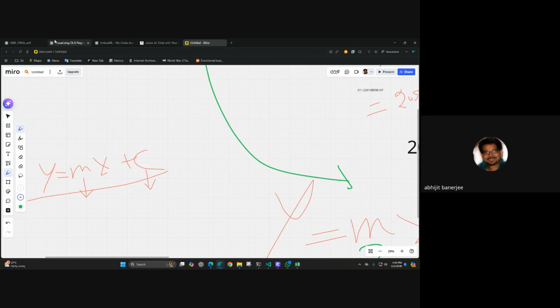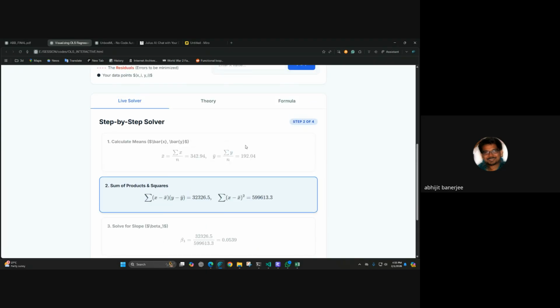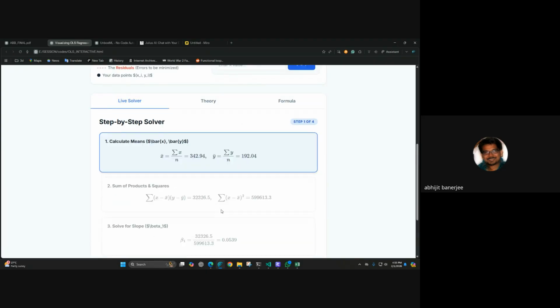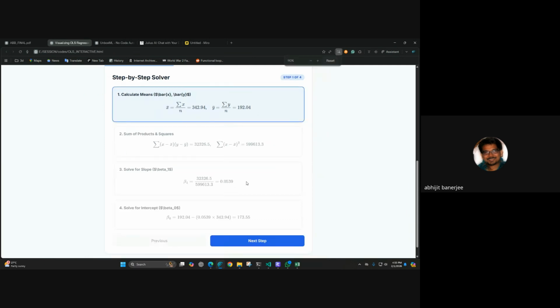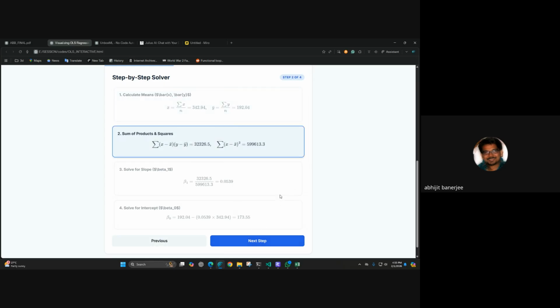I'll go again one by one. First step was to find the mean of the x and the y. What is x? X is the independent variable, y is the dependent variable. Next step is to find the sum of products and the squares. So sum of products of what? X minus x mean into y minus y mean for every single row. And then we need to sum it up.